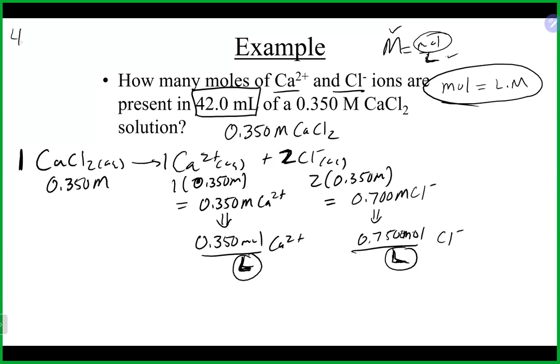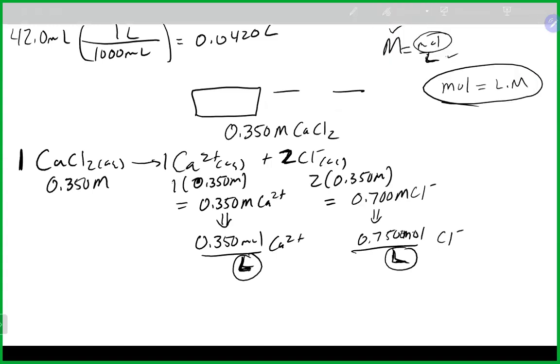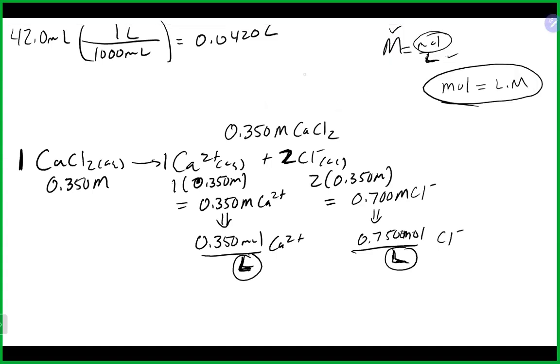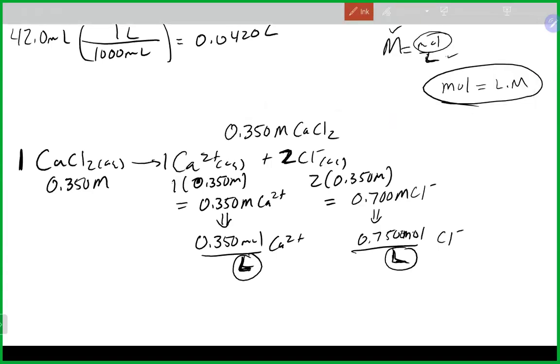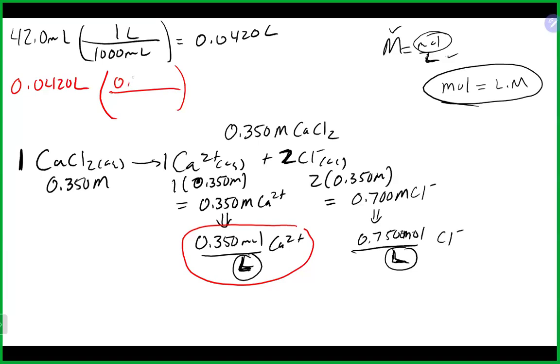So I do need to do that conversion of 42 milliliters into liters. There's 1,000 milliliters in 1 liter. That's going to give me 0.0420 liters in this case. So now that I have my volume converted into liters, I could actually do my calculation here for each of them. I'll go a little higher up here and do it. So taking the volume in liters, 0.0420 liters, I am again just going to use dimensional analysis here. My liters are on the bottom, so that's good. So we'll just multiply in this case.